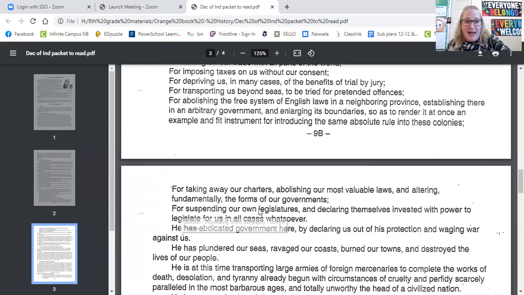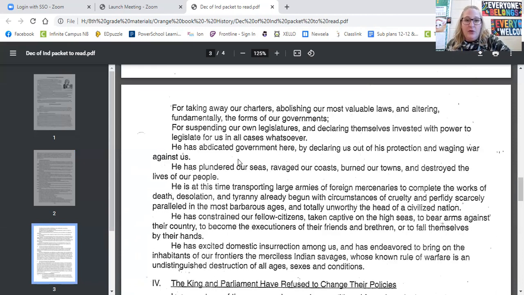He has abdicated government here, declaring us out of his protection and waging war against us. Highlight those four words: waging war against us. This isn't our war. He started it. And that's very common in a breakup letter. This isn't my fault. You started the fighting.